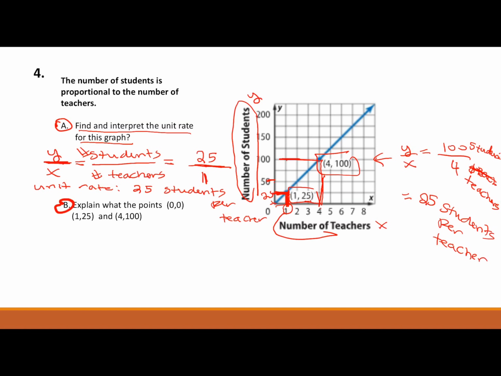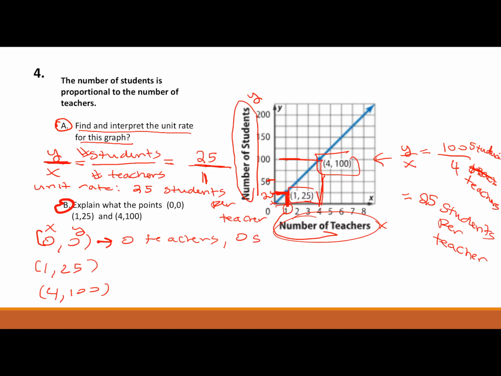Okay, explain what these points mean. (0, 0), (1, 25), and (4, 100). Okay, remember, every ordered pair has an x coordinate and a y. So x represented teachers. So this means 0 teachers, 0 students. Okay, that means if there's 0 teachers, there aren't any students. Remember we said there's 25 students per teacher.